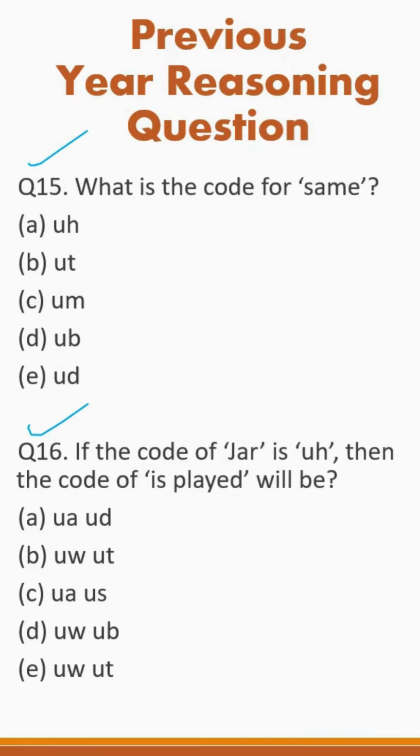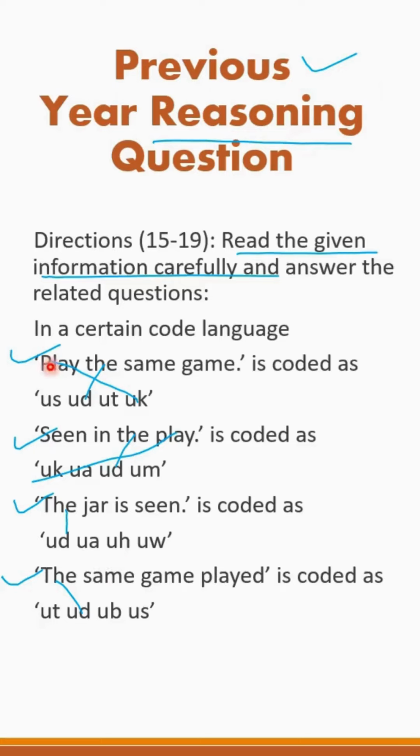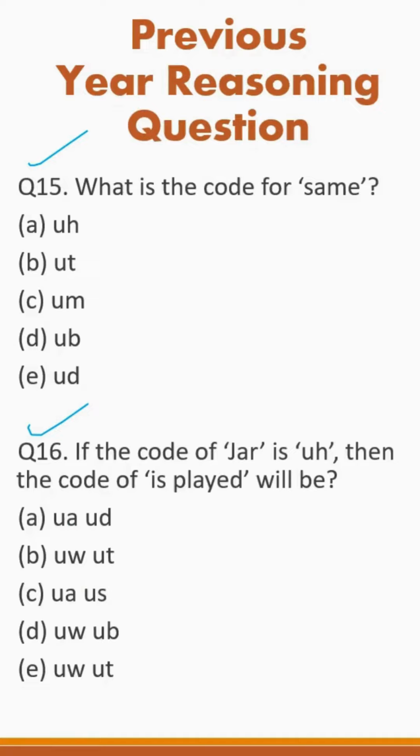Now let's solve for same. Read those sentences which have same in common: play the same game, the same game played. Here play is UK and the is UD, so only US and UT are remaining, which we can use for same game. For same, either we can use UT or US. So what is the code for same? I can use either US or UT. Is there any UT? Yes, UT. Is there any US? No. So I am sure that for same, we are using UT.